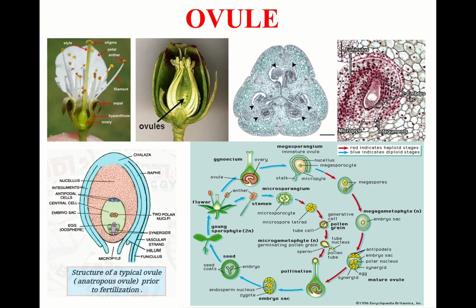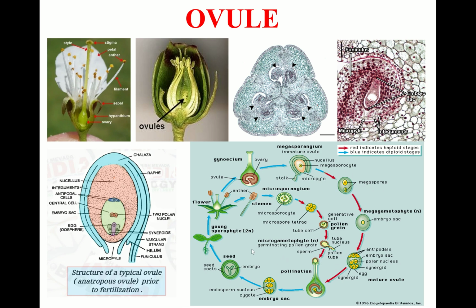But only one of the megaspores is functional. The other three get degenerated. So the functional megaspore produces the female gametophyte or embryosac, also called as megagametophyte, and this contains antipodals, polar nuclei, synergids, and the egg cell.